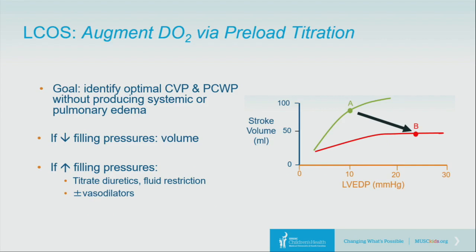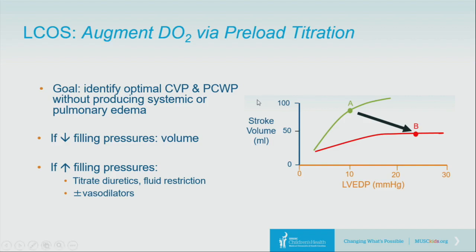So in terms of treating patients based on manipulation of preload, one of the things we want to do is identify the optimal CVP and pulmonary capillary wedge pressure, or your left atrial pressure, that will optimally recruit stroke volume based on the Frank-Starling mechanism, but without producing systemic or pulmonary edema.